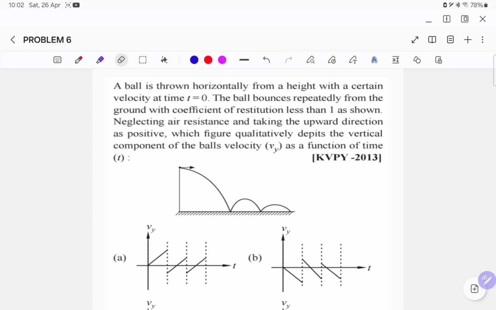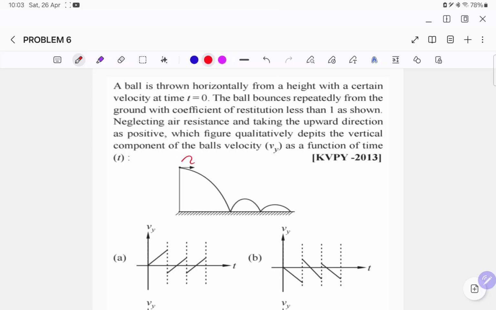Hello everyone. This is one more question in the series of JEE kinematics problems, and this is from an old KVPY question paper. Let us start the analysis of this question. See, there is a ball projected horizontally from a height at t equal to 0.